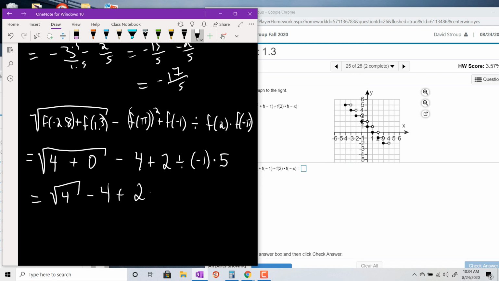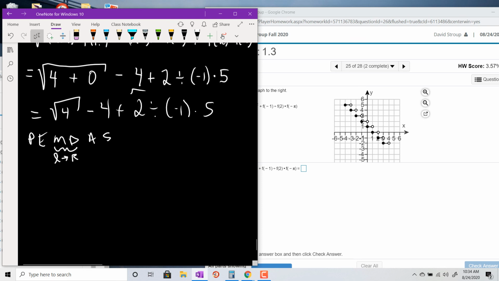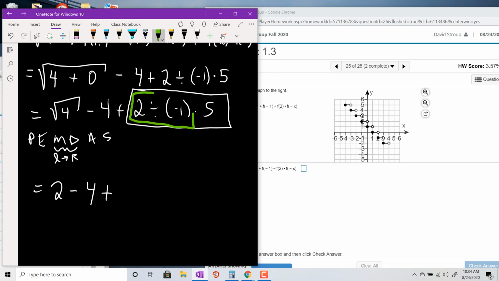4 plus 2 divided by -1 times 5. So order of operations, please excuse my dear Aunt Sally, where multiplication and division are always done from left to right. Okay, that was my problem. So here I'm doing left to right. So square root of 4 is 2. I can just get rid of that. -4 plus 2 divided by 1 comes first. Right? 2 divided by -1 is -2 times 5.